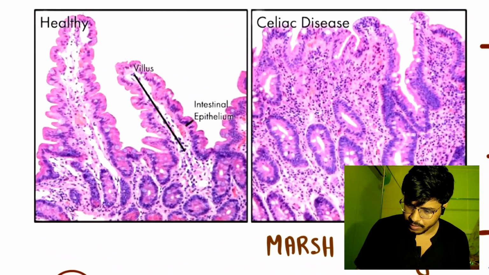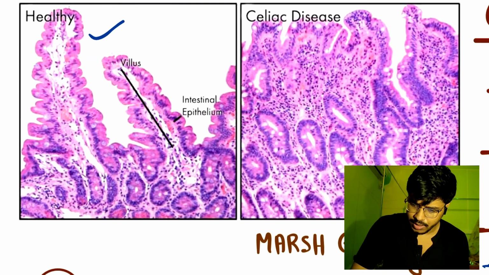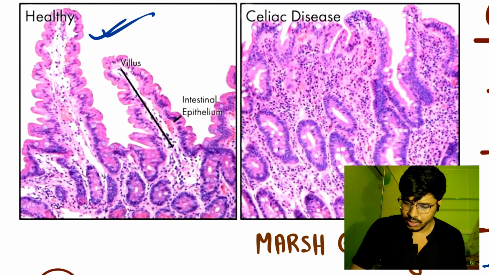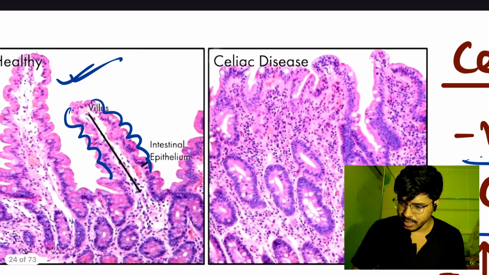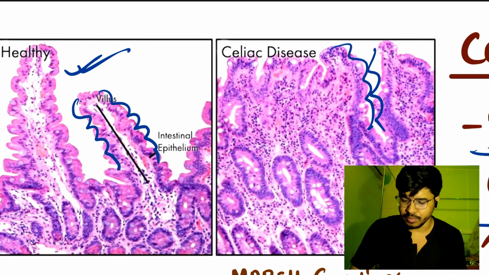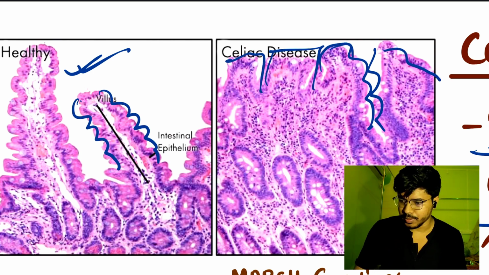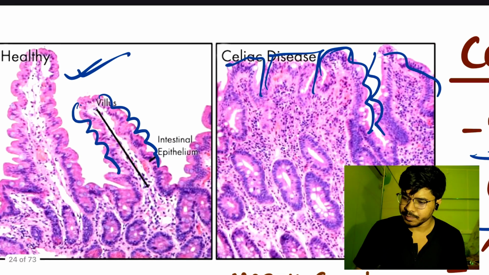So, the histopath picture: this is the healthy intestinal mucosa. These finger-like projections are villi. But here the villi get atrophied. Villous atrophy happens in celiac disease.